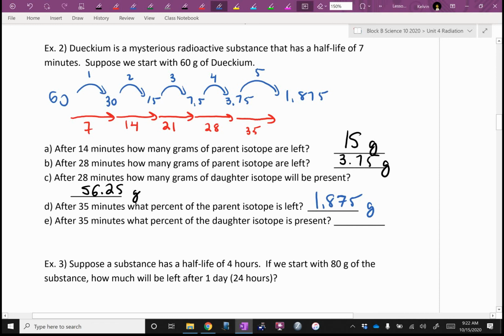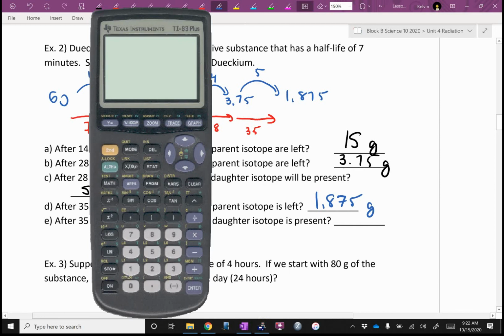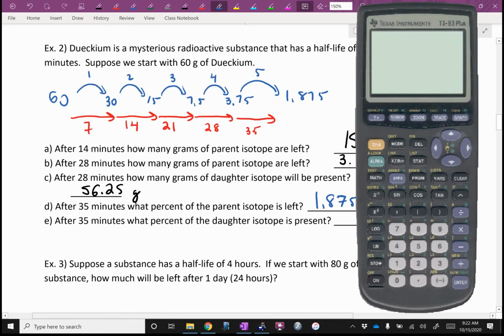Oh, but they wanted this as a percentage. How do I make that a percentage? Start with your calculator. This is where everybody wants to get their calculator out. Here's my big fancy graphing calculator. We're always going to start with 100%, all of it. So everybody type in 100. And then divide by 2. That's the first half-life, 50.